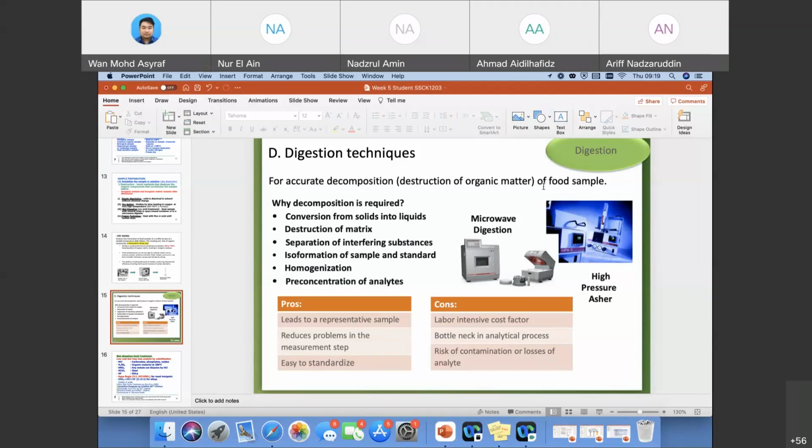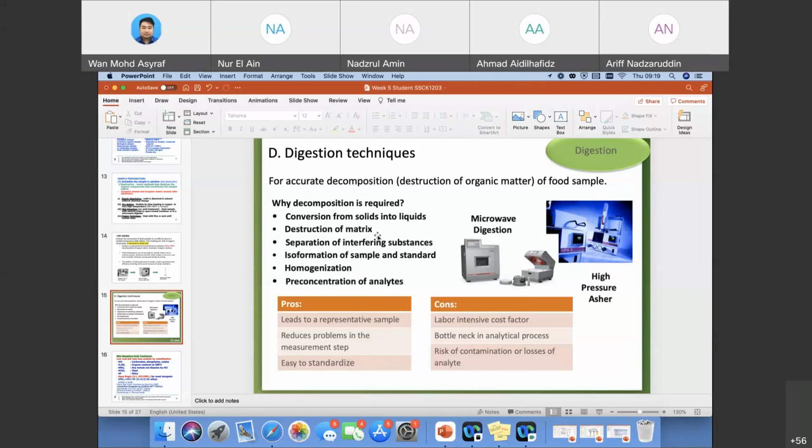If it is not clear, it means that you need to filter it. Something like that, okay? So these solids may be due to organic matter still present in your sample. Okay? All right, so that is the conversion of solids into liquids.